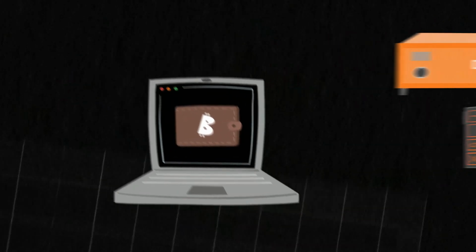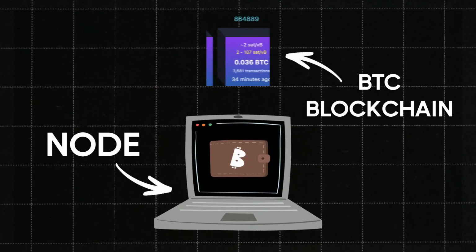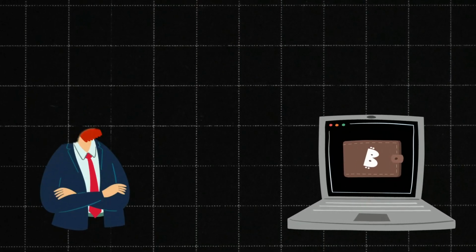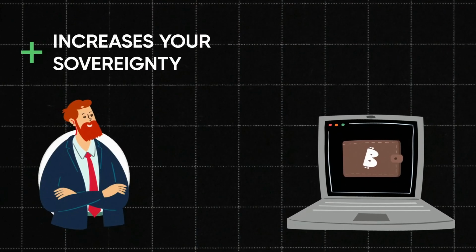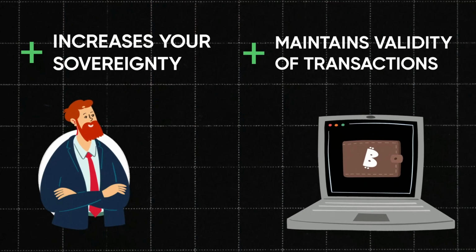In summary, a node is a computer that downloads a copy of the Bitcoin blockchain to enforce transaction integrity. Running your own node increases your sovereignty as a network participant and maintains the validity of Bitcoin transactions.